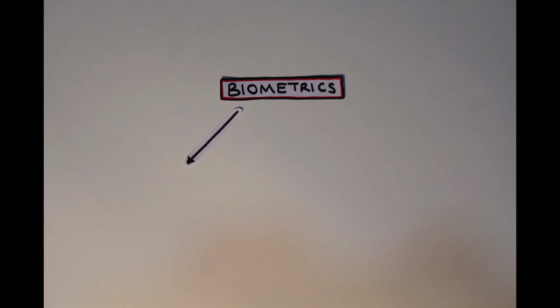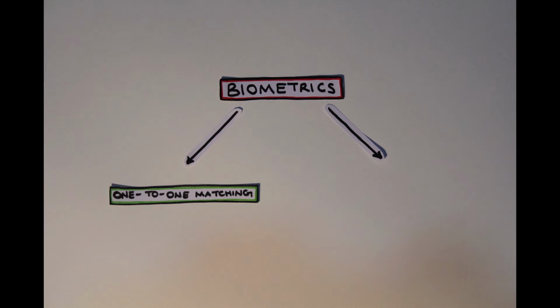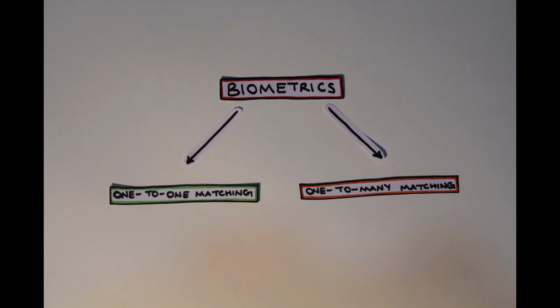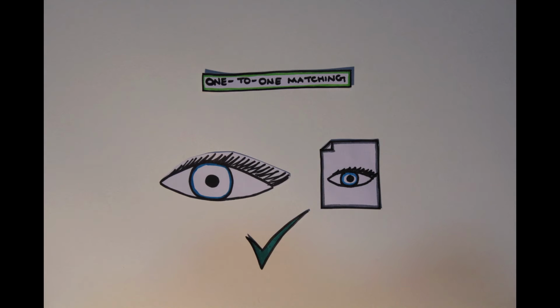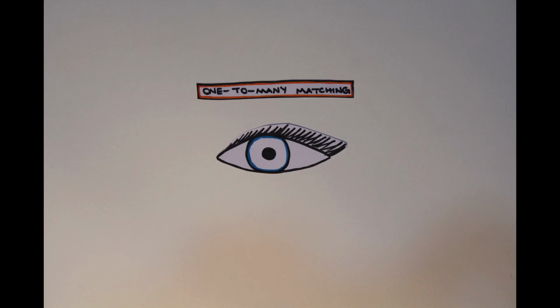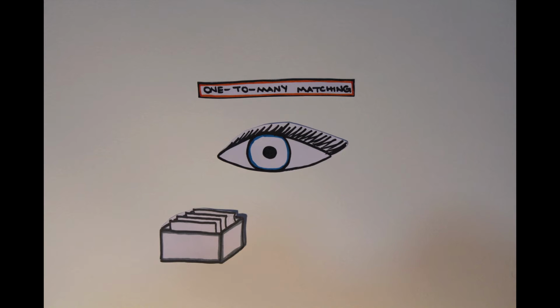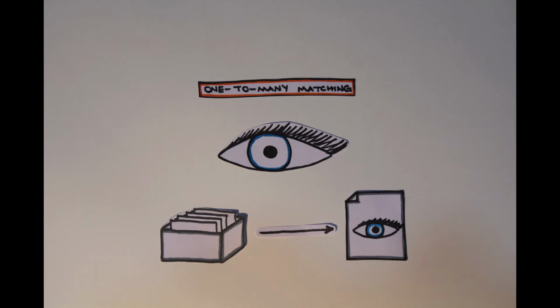There are two types of matching the system can perform, one-to-one matching and one-to-many matching. In one-to-one matching, the system compares only one sample stored in the database. If the scan and the sample match, the person is positively verified. However, in one-to-many matching, the system searches all of the stored samples and tries to find the right match, or at least the best match. If there is a similar match, the person is positively identified.